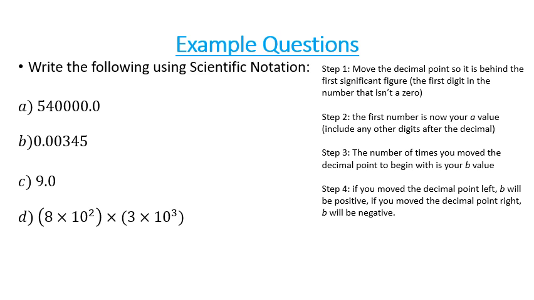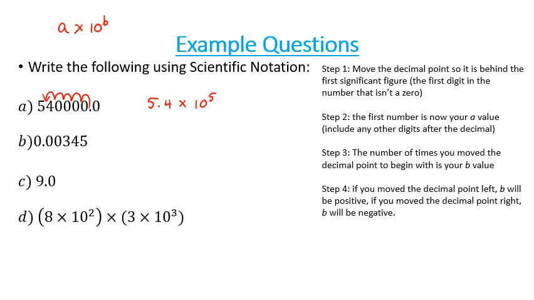So if we're going to do that for our first example, we've moved it 1, 2, 3, 4, 5. We've now moved it 5 spots. The first number is now your A value, so this is going to be 5.4. That's our A value. Remember that scientific notation is A times 10 to the power of B. The number of times you moved the decimal point to begin with is your B value. So now it becomes times 10 to the power of 5 because we've moved it 5 times.